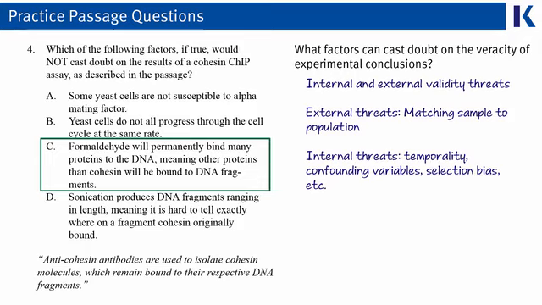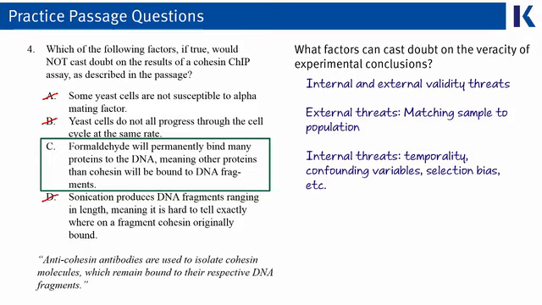Now, for wrong answers, letters A and B would both mess up the temporality of the experiment. That is, we're hoping to track cohesin binding with time, so we need to synchronize the time in the cell cycle. A and B both mess with that, and so they're out. And then in D, we're actually measuring where cohesin binds. So if we've got some blurriness about where it binds, then that's going to introduce random error into the experiment, which will confound the results.